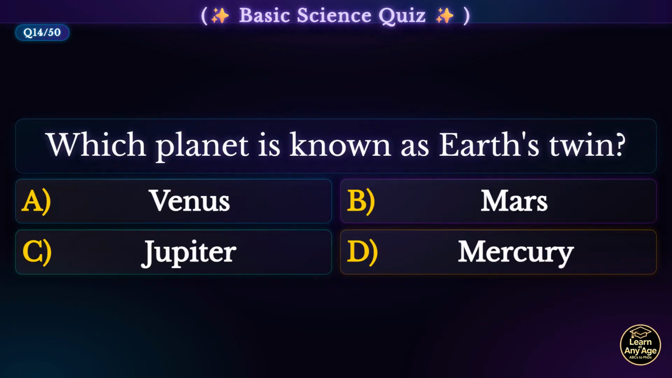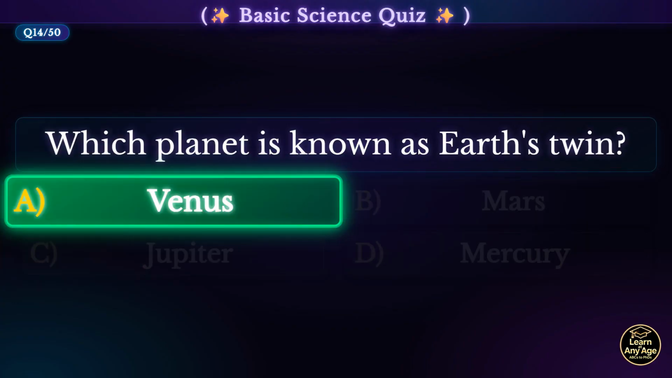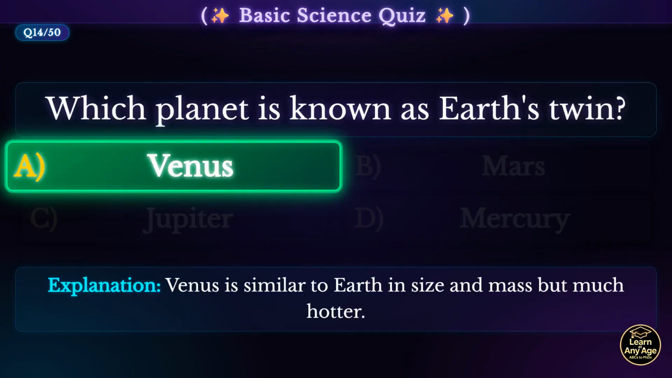Which planet is known as Earth's twin? Venus, Mars, Jupiter, Mercury. Venus. Venus is similar to Earth in size and mass but much hotter.